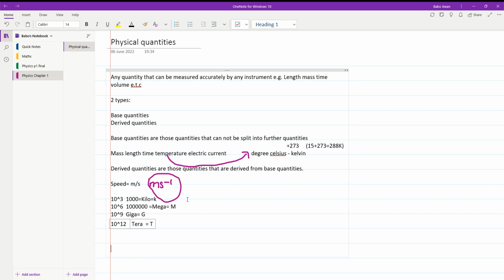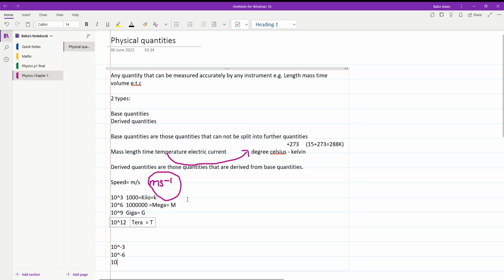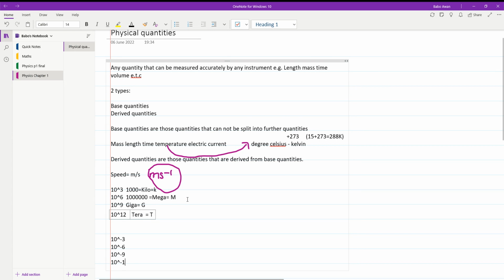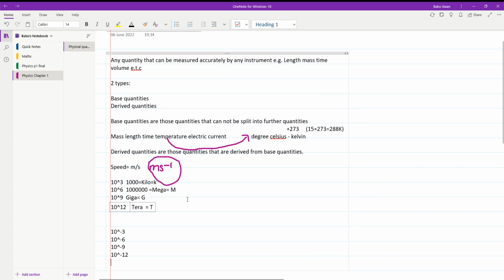Now, what are the inverses of these prefixes? For example, 10 power minus 3, 10 power minus 6, 10 power minus 9, 10 power minus 12, and 10 power minus 2 as well. What does this mean? 10 power minus 2 means centi, which is written as a small c.